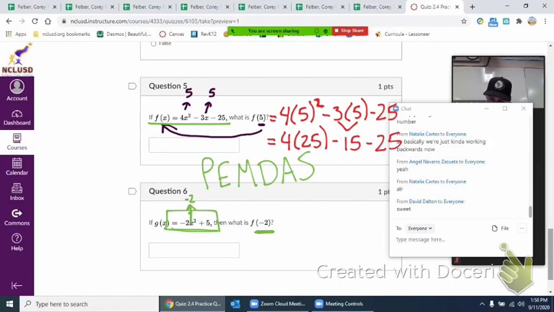Okay, so now that you don't have any exponents, now we can do the multiplying. Now we can do 4 times 25, and then subtract after that.